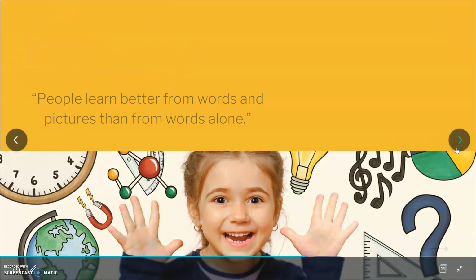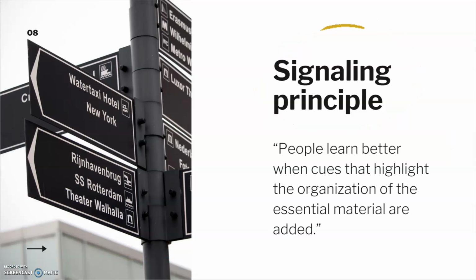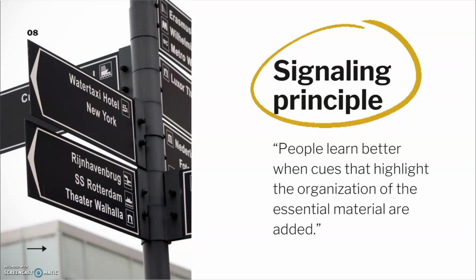Okay, so the next principle is the signaling principle, which states that people learn better when cues that highlight the organization of the essential material are added. So I'll show you an example for how to implement the signaling principle.